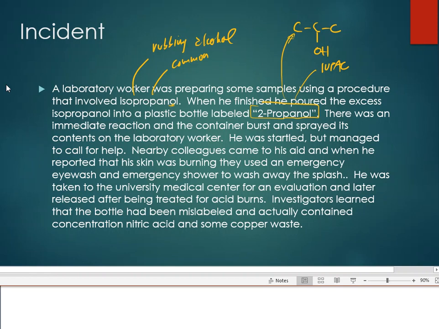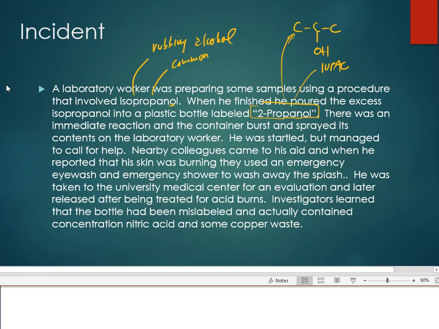So he's probably scratching his head at this point and saying, what did I do? I did not do anything wrong. I poured this isopropanol into a container that said 2-propanol, and these two things are supposed to be identical. So when I poured this stuff into the proper container, why did this container burst on me?